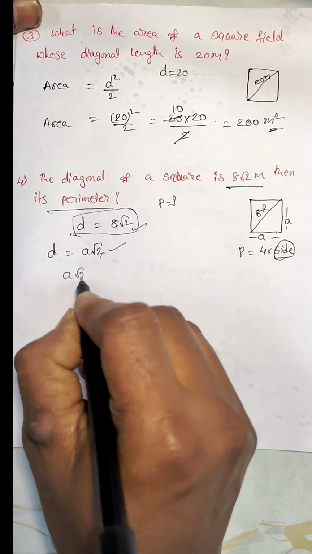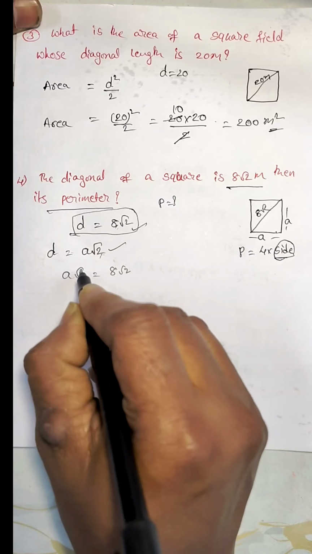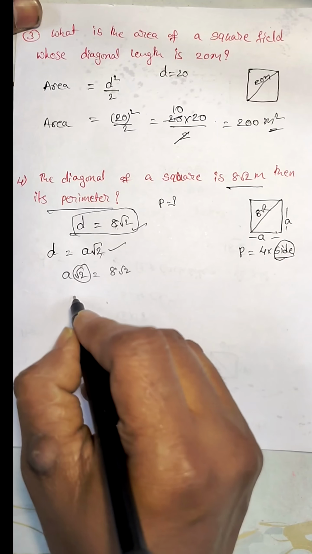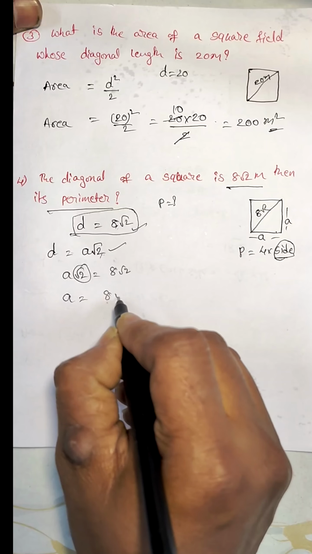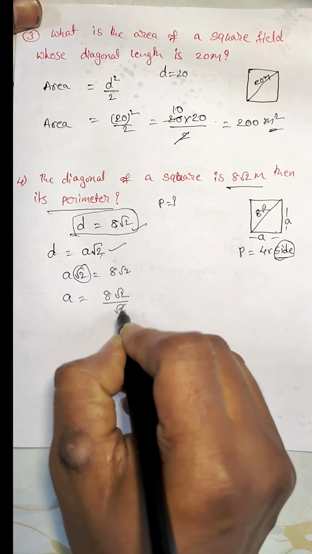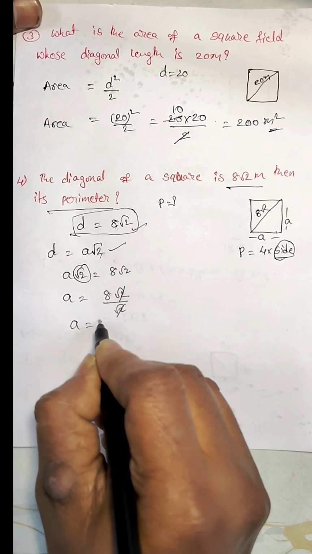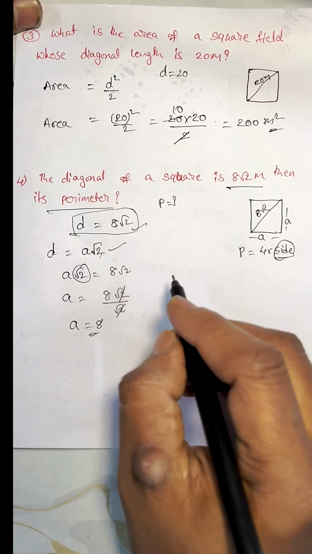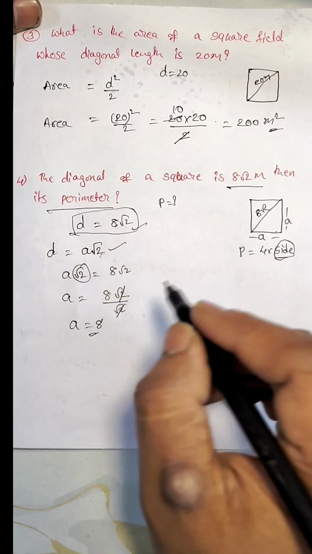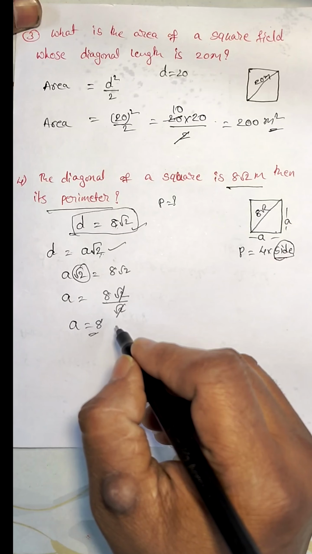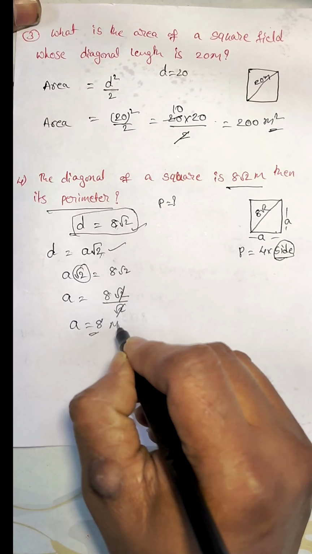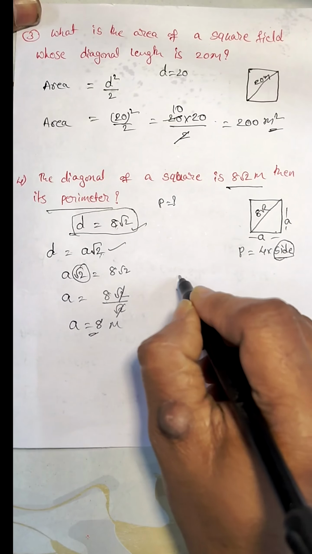So a root 2 is equal to 8 root 2, and transposing this multiplier root 2 to the other side, you will get a is equal to 8 root 2 by root 2. Root 2 gets cancelled. We get a is equal to 8. That means the length of each side is equal to 8 meters, and we are asked to find out the perimeter.